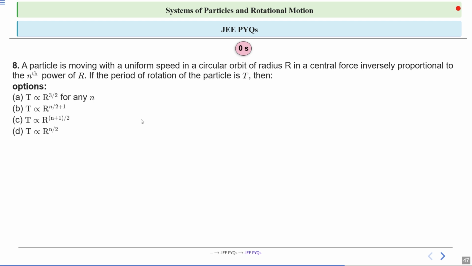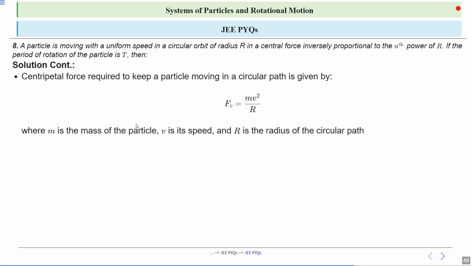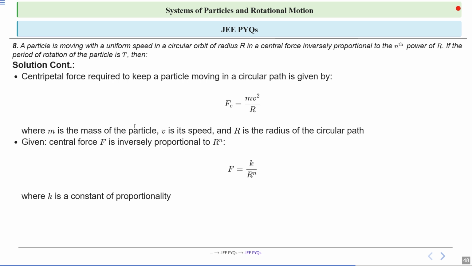Let's see the solution of this question. The centripetal force required to keep a particle moving in a circular path is mv square by r, and that is acting towards the center, where m is the mass of the particle, v is its speed and r is the radius of the circular path. The central force F is inversely proportional to r raised to the power n, so F is equal to k divided by r raised to the power n, where k is the constant of proportionality.